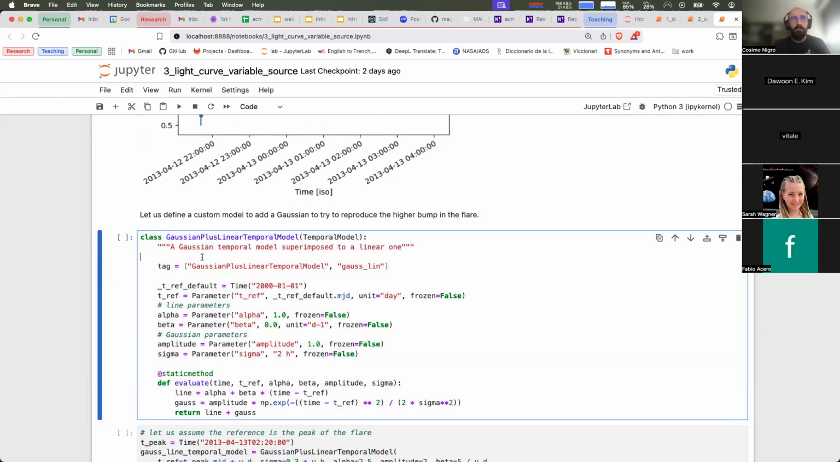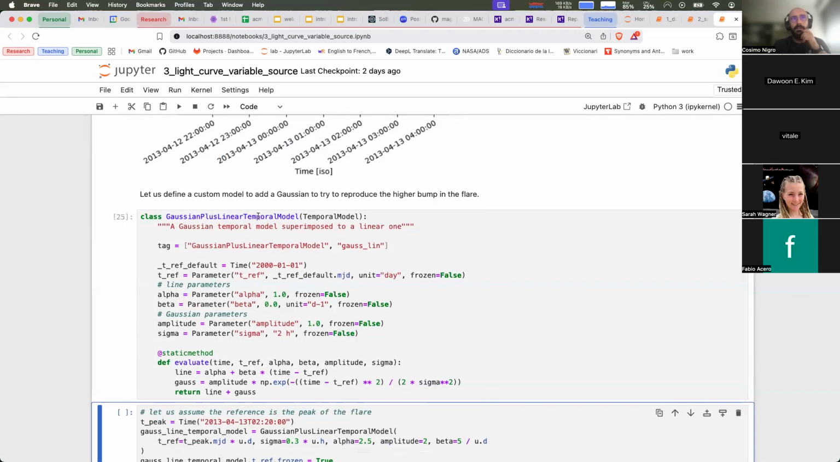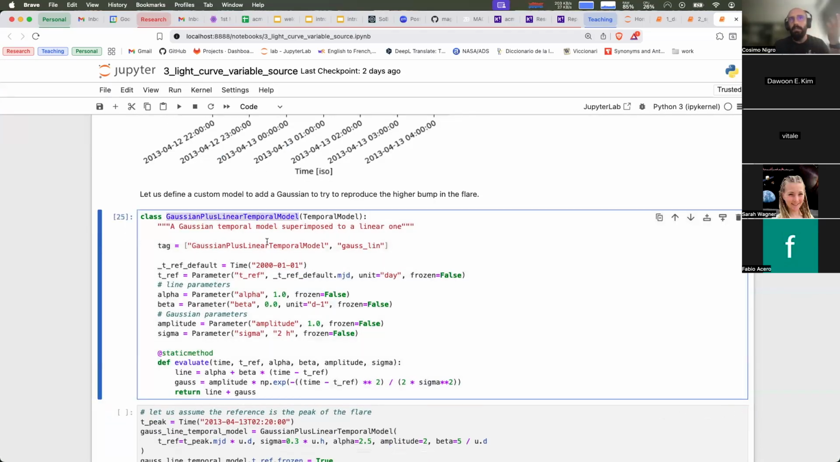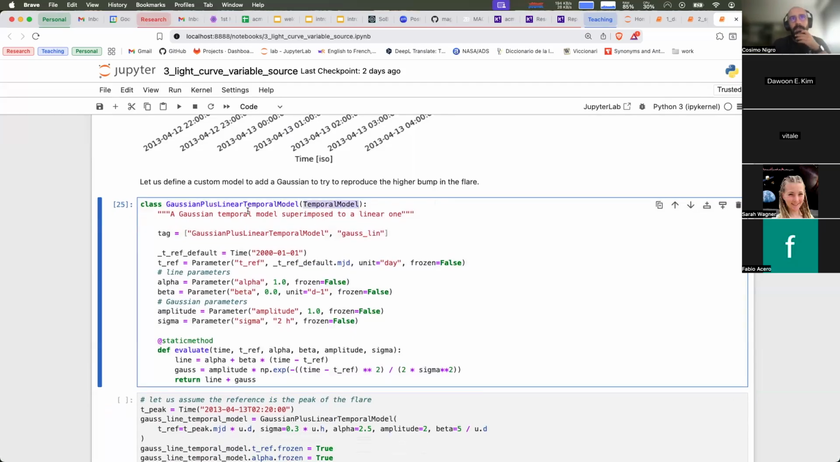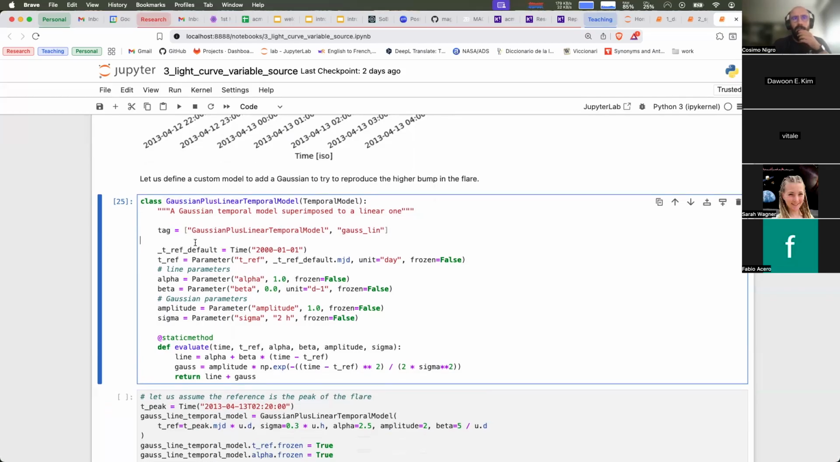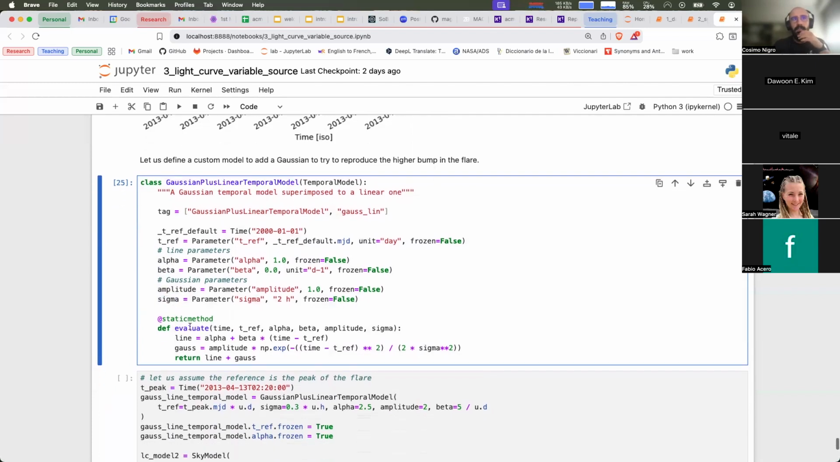So here, what I did was to define a custom temporal model. It's called Gaussian plus linear. The good thing of Gammapy is that you can also define your own temporal model and spectral model and spatial model as well. So basically what you have to do is to define a list of parameters, so alpha and beta, that would be the parameters of the line, the coefficient and the intercept, let's say, and then amplitude and sigma for the Gaussian, okay? And then you just have to define the list of parameters and, well, some reference time, and then some evaluate function, okay, that then Gammapy will read.